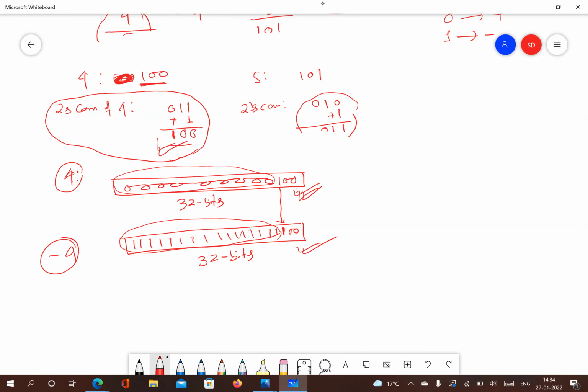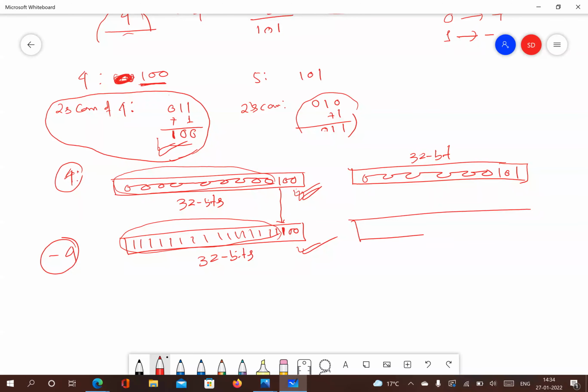Let me calculate for 5 also. Suppose this is 5, and here if I assume again a 32-bit box, you have to fit everything here. Then the last 3 digits will be 101, and the remaining will be all 00000. This is your plus 5. If we want to represent minus 5, you can represent it in two's complement format. So how can we calculate the two's complement format? Let us consider that I'll store it in another 32-bit box.